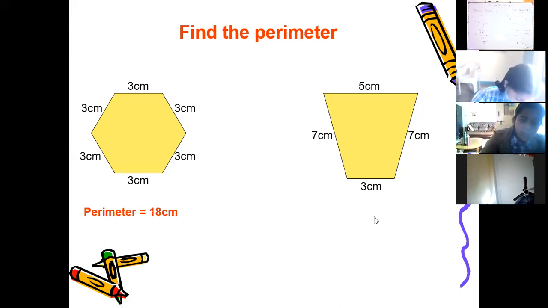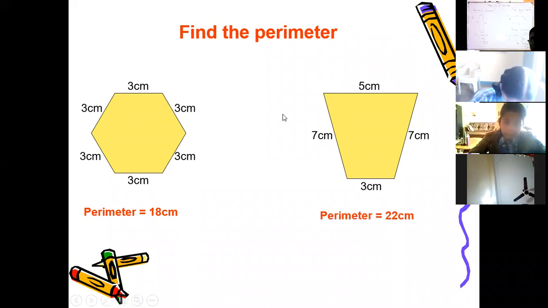Sir, I'm doing the last one, sir. Draw the diagram, add all the sides. Just you have to add. Perimeter means you have to add all the sides. 3 plus 3 plus 3, 6 times.